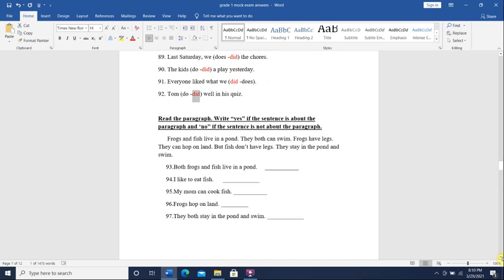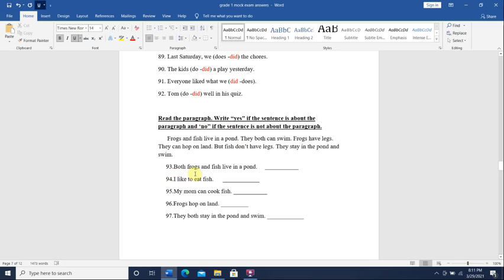Now here it says read the paragraph. Okay, write yes if the sentence is about the pond, and no if the sentence is not about the paragraph. Okay, so if the sentence is about the paragraph, write yes. If the detail does not belong to the paragraph, we write no.